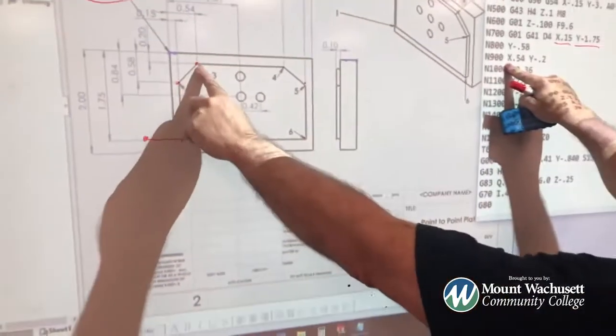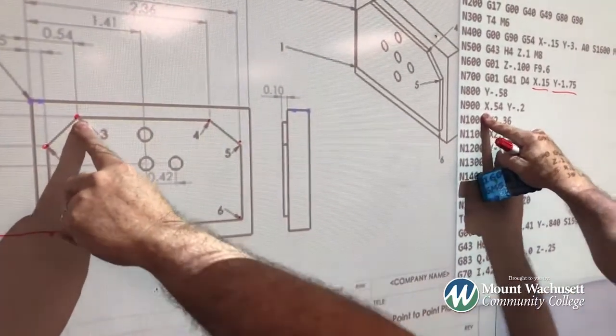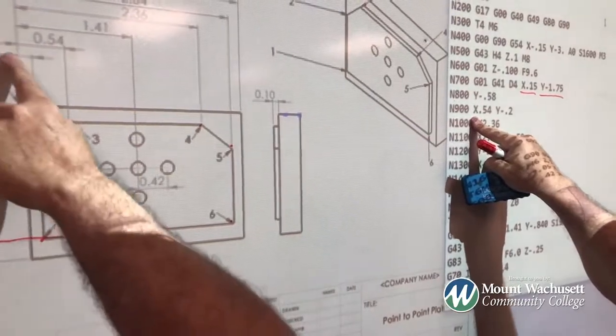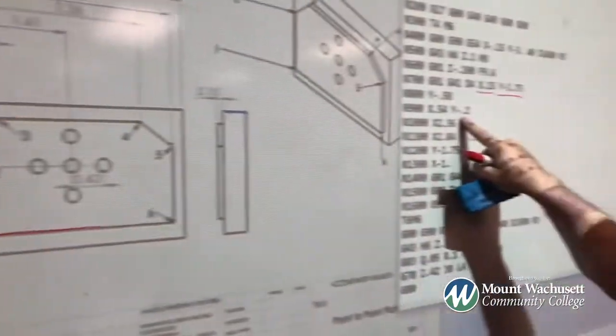Now we're cutting an angle. We're cutting over to this point right here. We have to give it an X and a Y. My X is 540 thousandths, and our Y is 200.